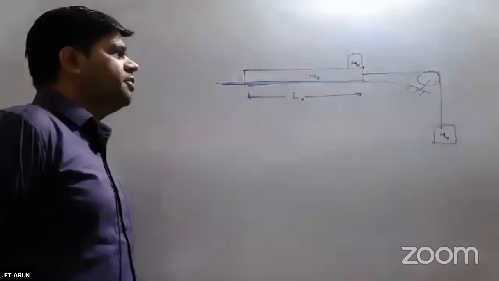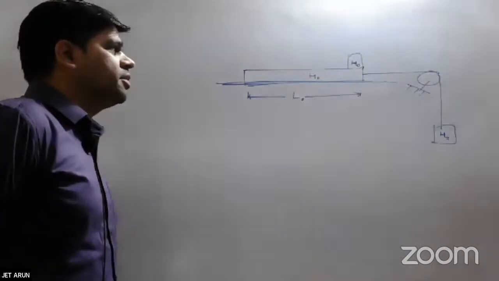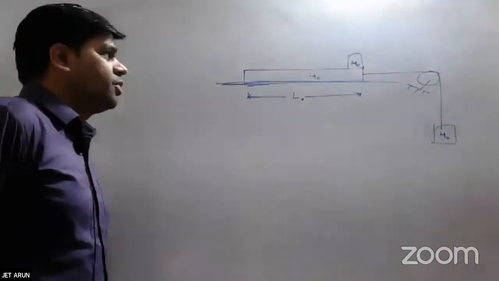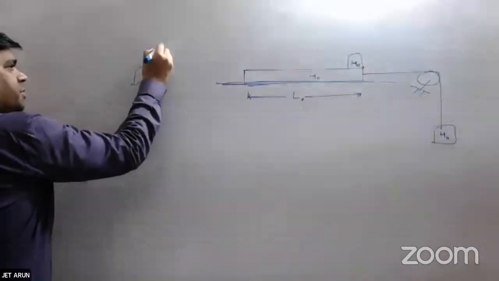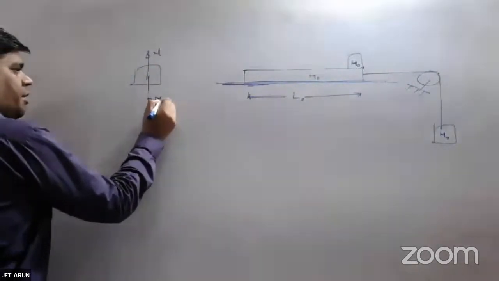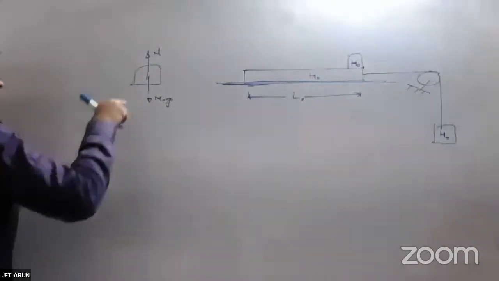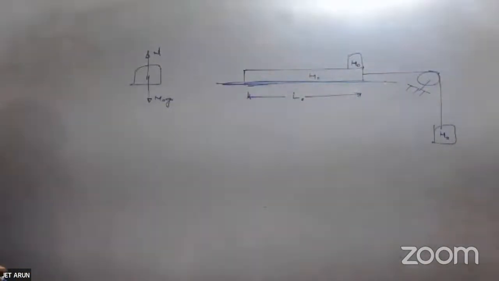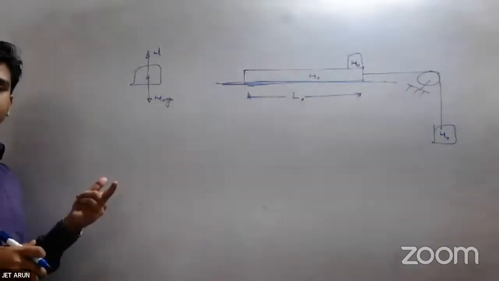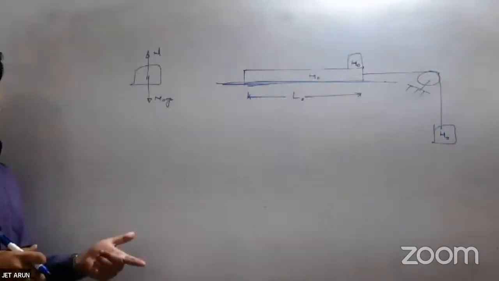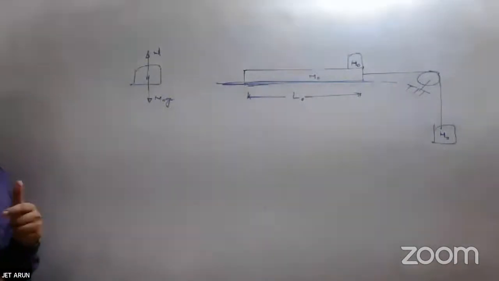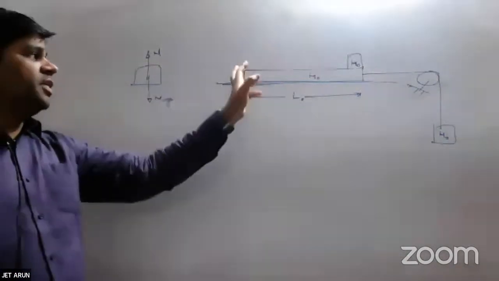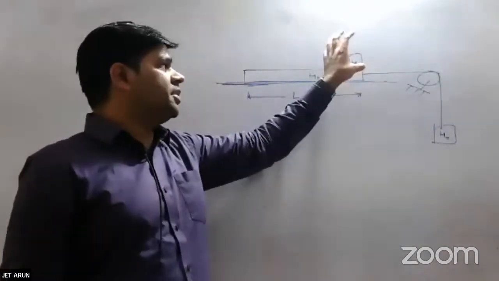See, first of all, let us see the FBD of the small mass on the plank with respect to ground. I've got normal reaction upwards, M naught g downwards. Is there any horizontal force acting on it? No, sir. So will there be any horizontal motion? No. So the horizontal acceleration of the particle is 0 with respect to ground. So the particle will stay there itself. The plank will slip under the particle, but the particle will stay there itself.